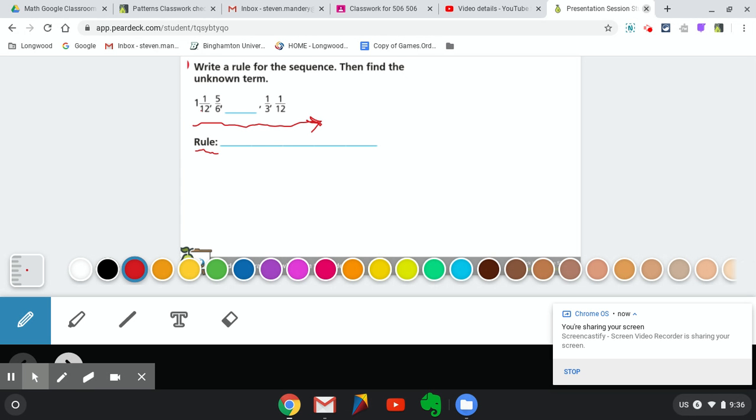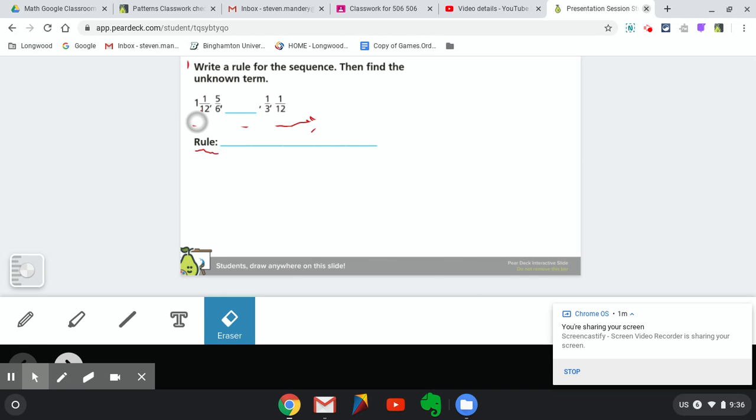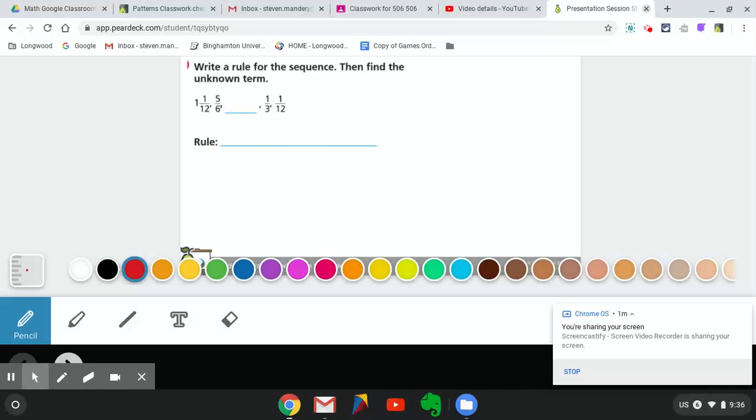So remember, we're going to start by looking from left to right to see if our numbers are increasing or decreasing. And in this case, I'm noticing that we're starting with a mixed number, so it has a whole number in front. The next number is a fraction without a number in front of it. So that means we're getting smaller, right? One whole and then 1/12 together is definitely larger than 5/6. So I know the first part of my rule is going to be subtraction, right? Because it is decreasing. So I'm just going to put sub there for subtraction.